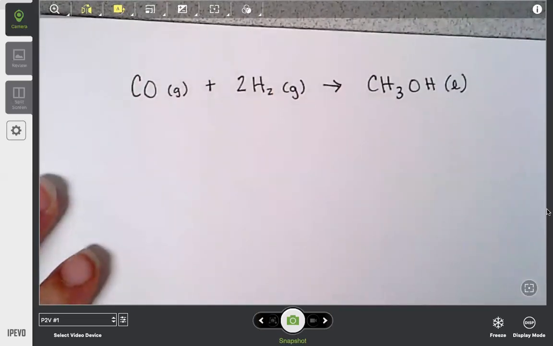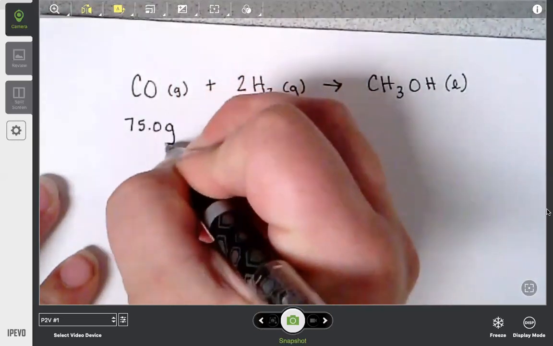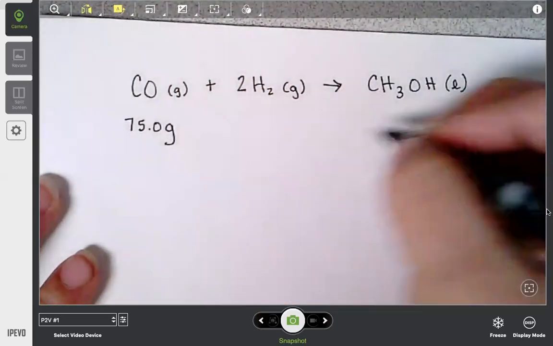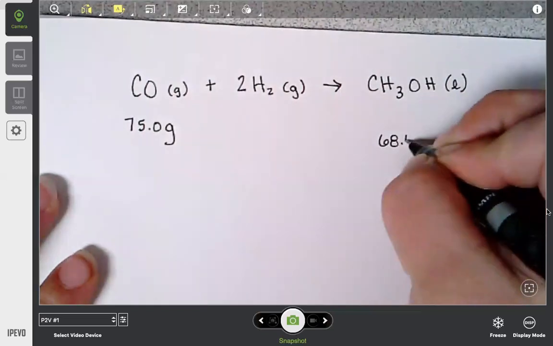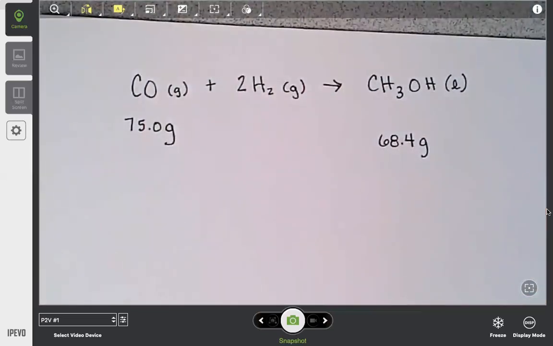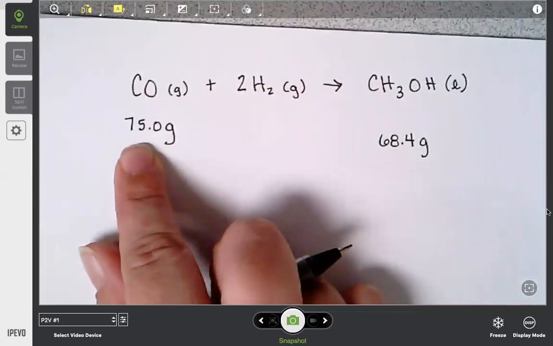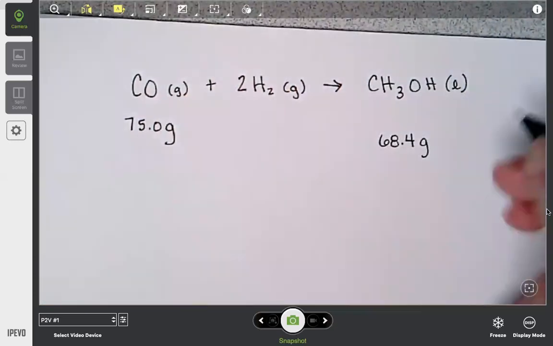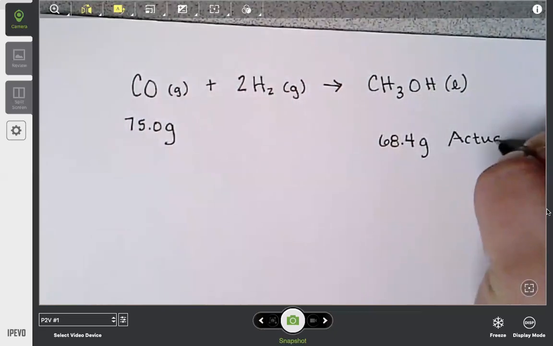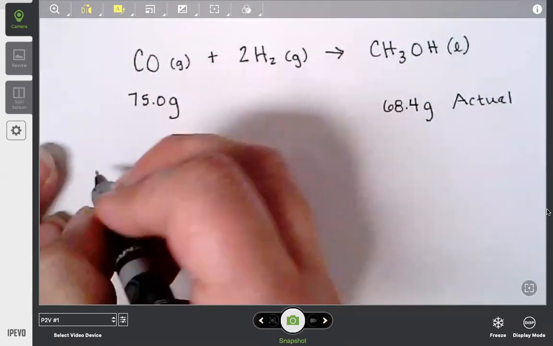In this case, it says I have 75 grams of carbon monoxide, and I'm producing 68.4 grams of methanol. What is the percent yield? Well, that means I need to figure out if I have 75 grams of carbon monoxide, theoretically, how much methanol can I make? This is how much I did make. This is my actual yield. Theoretically, how much can I make? And that's where you're going to utilize mass-to-mass stoichiometry.